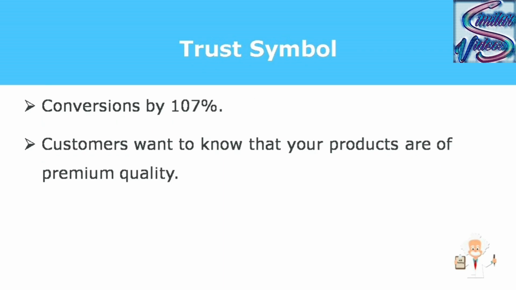Trust symbol. This is also a great way to increase conversions with guarantees. If you can replace your guarantee with a trust symbol, it will boost conversions by up to 107%. This is one of the reputation and rapport building elements you can consider putting into your sales copy. The reason is customers want to know that your products are of a premium quality. Trust symbols also prioritize authenticity over low prices, so it's worth showing them.